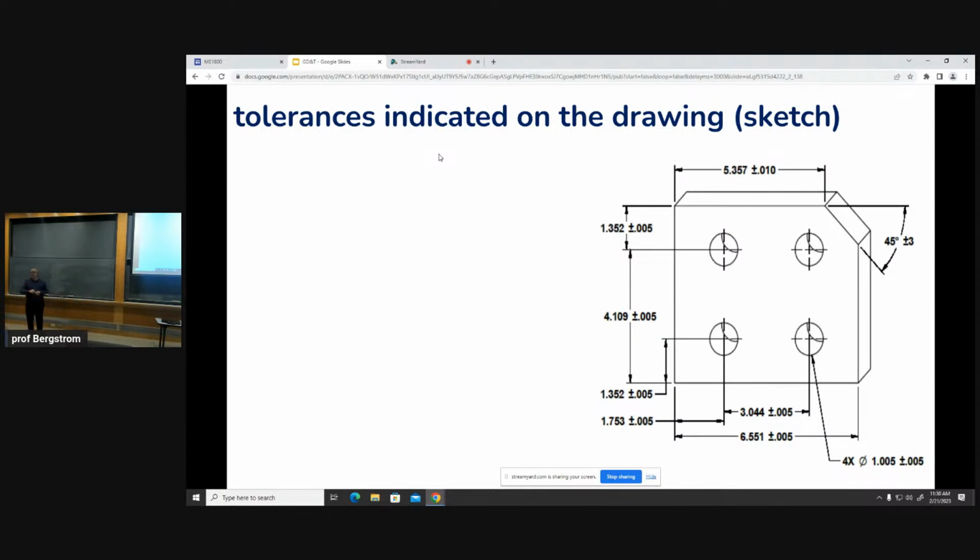Okay, so you want to make this corner first. Is that what you want to make first? Okay. All right. So I want to make the part be this dimension. And so what's the process you're going to use to make that? Yeah.